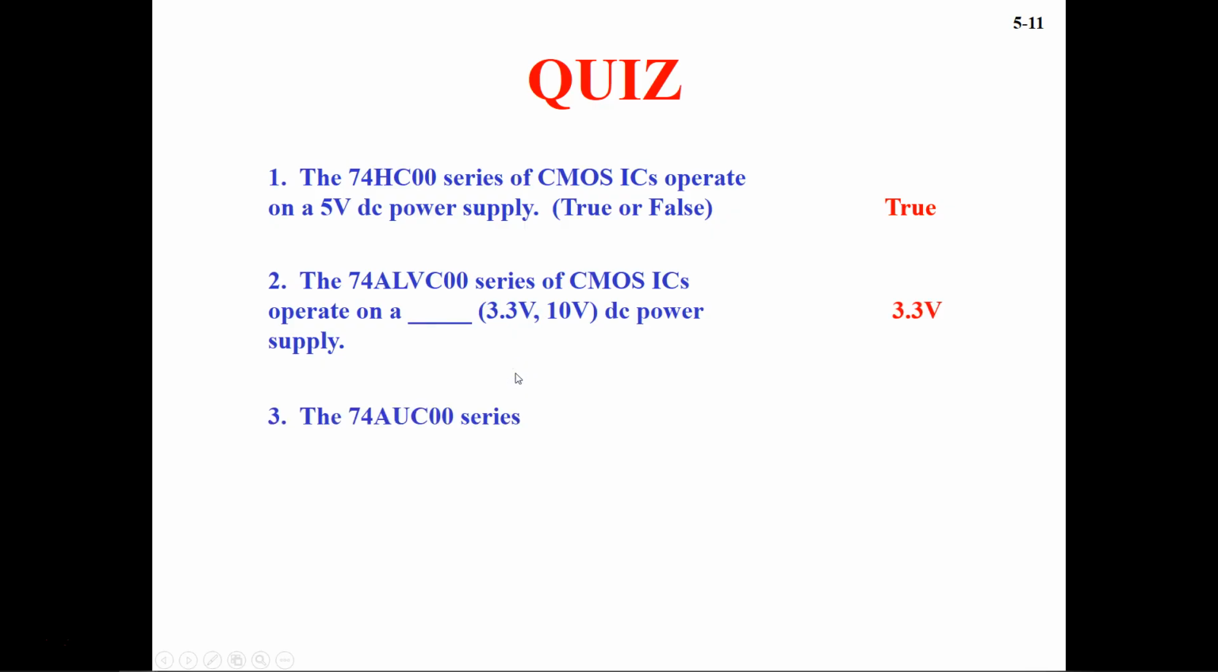Now next we have: 74 advanced ultra low voltage series of CMOS ICs operate on a 1.8 volts or 5 volts DC power supply. So this is also 74 advanced ultra series CMOS. They also work at a very low voltage. So the answer is going to be 1.8 volts.